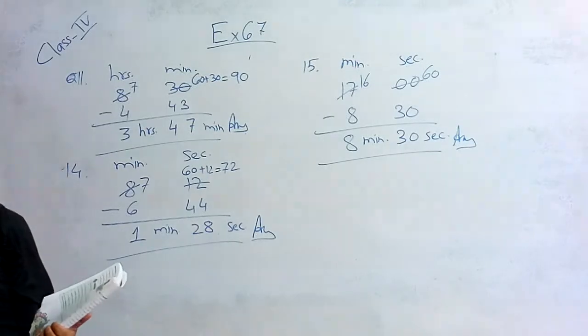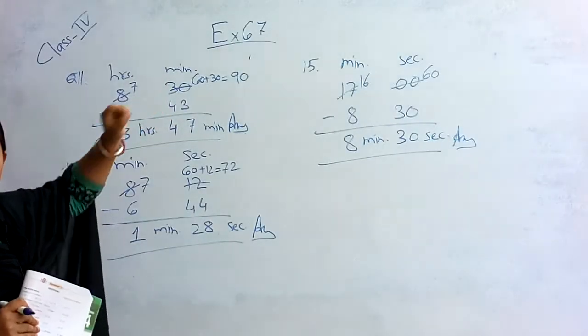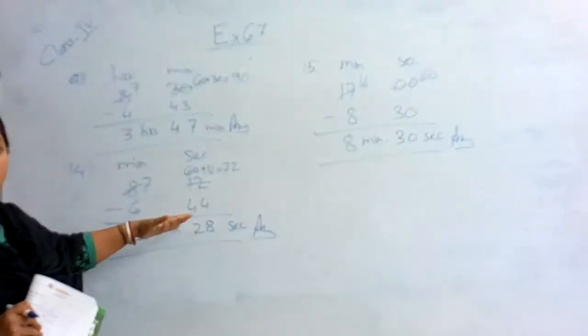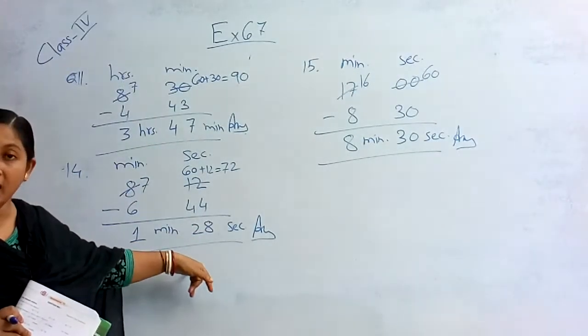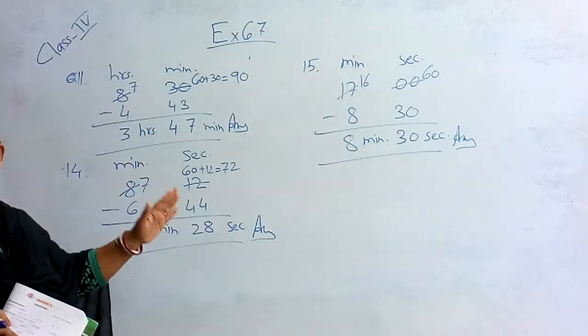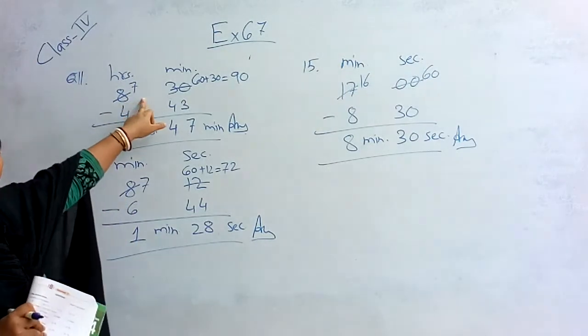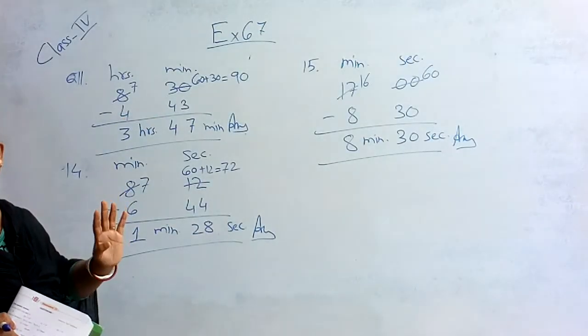Clear? In subtraction, you have to carry first, whereas in addition, you will add normally and you will convert at the answer. Okay. In addition, after adding you are converting, whereas in subtraction you are first converting and then you are doing the subtraction.